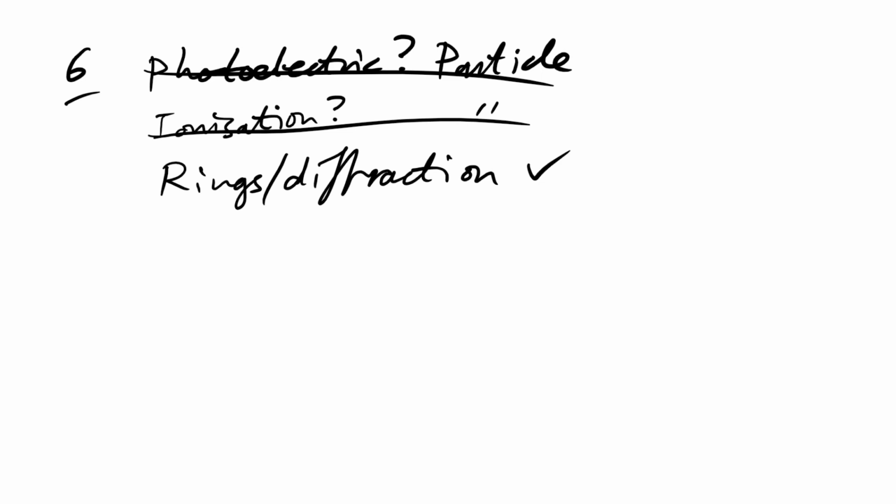Electrons and other particles act like waves too, but also just normal waves. We can tell that they're light waves because of diffraction. And line spectra, no, we know that's particle behavior as well. Speaking of line spectra, here's question 7.